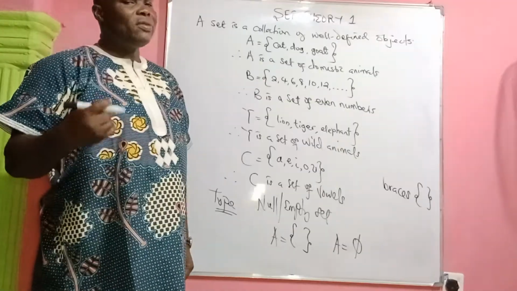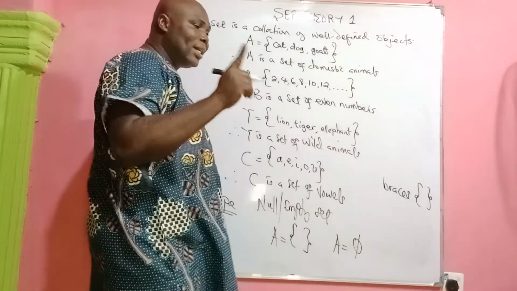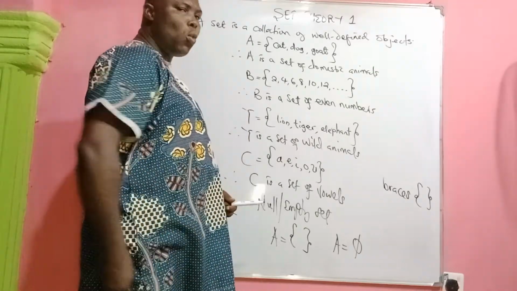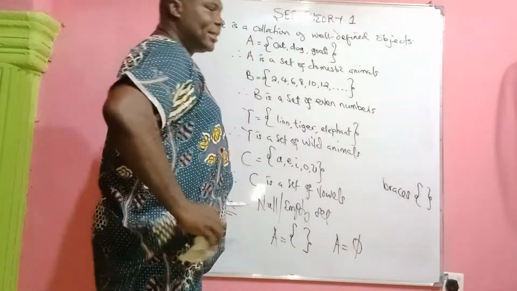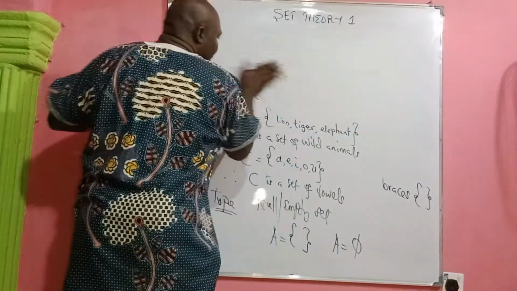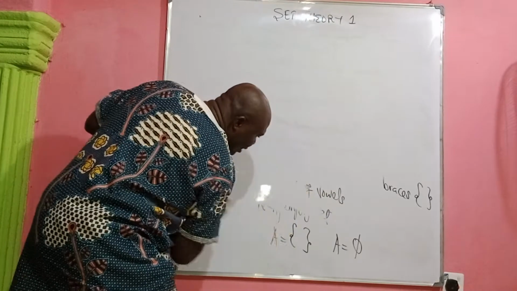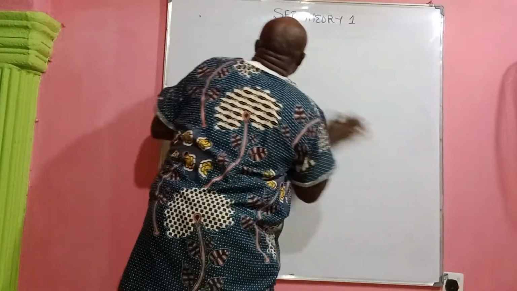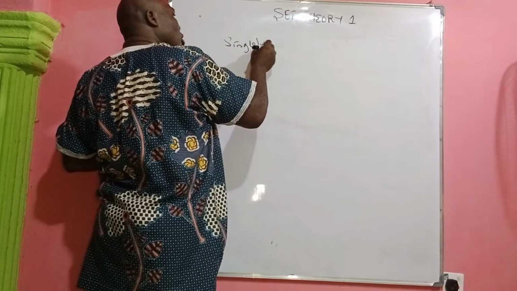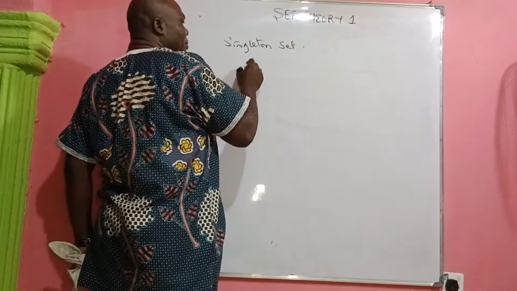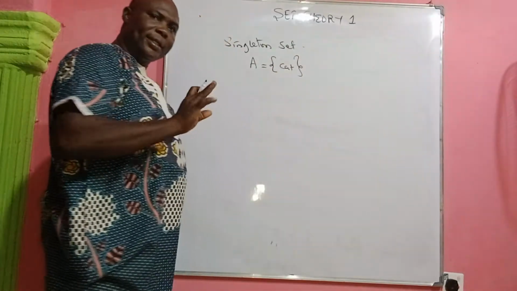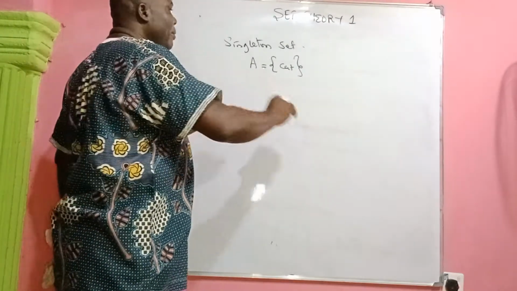Now the second type of set I want you to note is the singleton set. A singleton set is a set that contains exactly one element in it. I'll give you an instance. Assuming you have the set of elements A and just what you have in there is cat, it therefore means that A is a singleton set. It has one element and the element is cat.